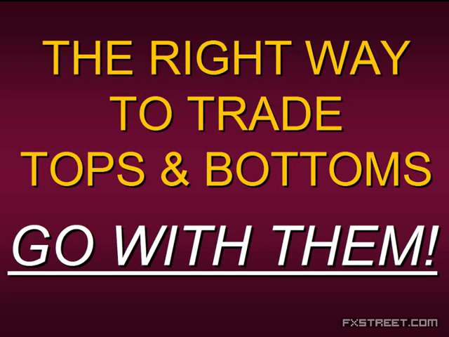All right? If you were swimming in a river and you wanted to get from point A to point B, which would be the easier way to swim? To try and swim upstream against the current, against the flow, or to try and swim with the current at your back? Obviously, it would be the latter, the second way, right? So we're going to go with these tops and bottoms. Once we see that they're formed, we're simply going to jump on board.